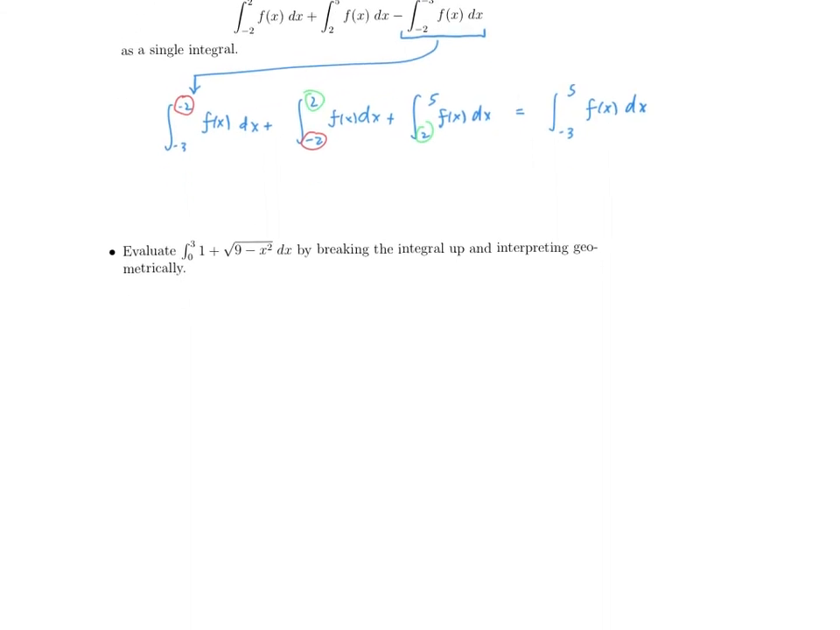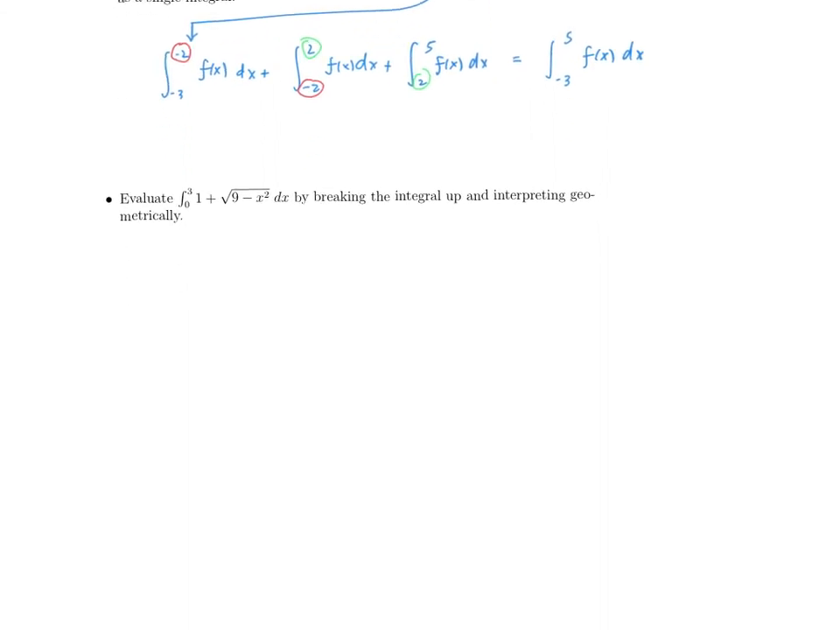And our final example is really asking us to use the geometric interpretation of the definite integral to evaluate. So the suggestion is break the integral up and interpret geometrically. So let's go ahead and do that. To integrate from 0 to 3 of 1 plus the square root of 9 minus x squared, we can think of this as the integral from 0 to 3 of 1 plus the integral from 0 to 3 of the square root of 9 minus x squared. And I'll go ahead and immediately take care of this first integral.